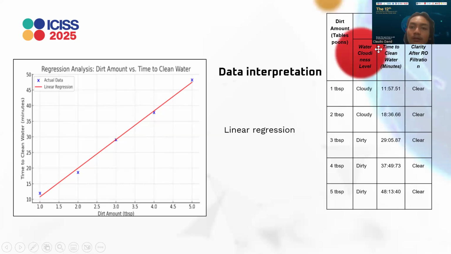You can see here the water cloudiness level from cloudy to dirty, because we only have clean, clear, cloudy, and also dirty. The times here are recorded as follows, with the clarity after the reverse osmosis filtration. You can see here they are all clear.